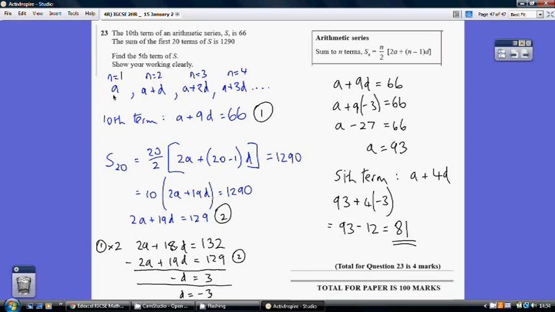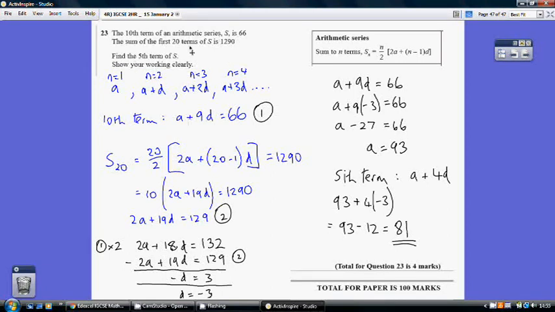Now think how an arithmetic series works. The first term is a. To get the second term, we add on the common difference. And then to get the third term, we add on the common difference again, and so on. So note the difference between the position in the sequence and the number of d's. It's always one less than the position. So for the 10th term, we're going to work that out by being a plus 9 lots of d. So the 10th term being a plus 9d equals 66. So that's my equation number 1, and I've just parked that for now.